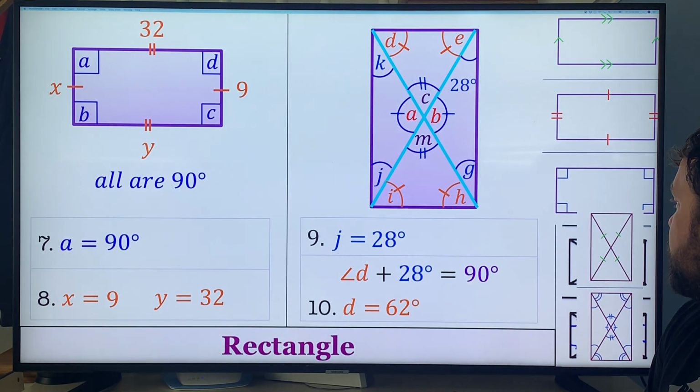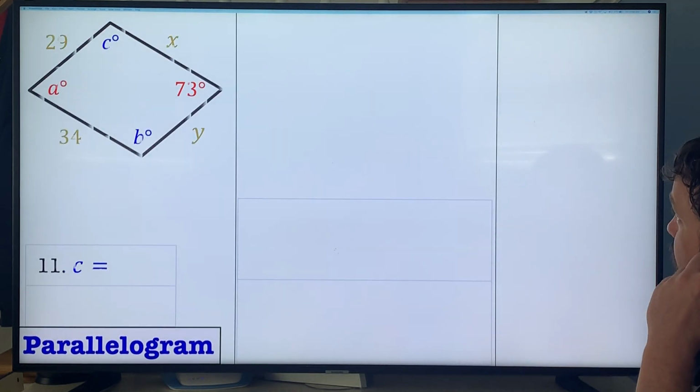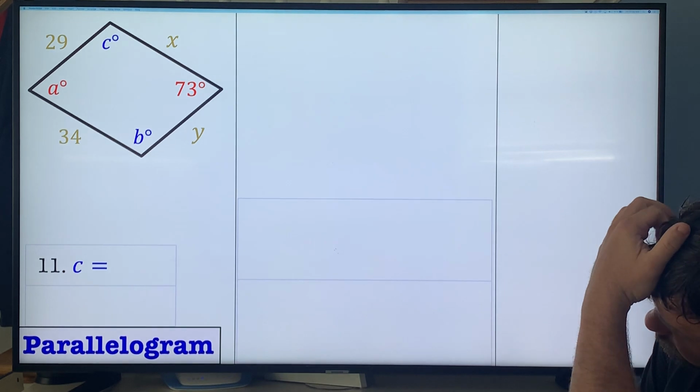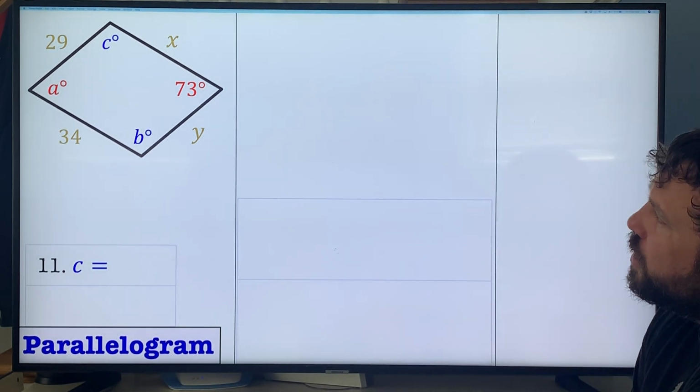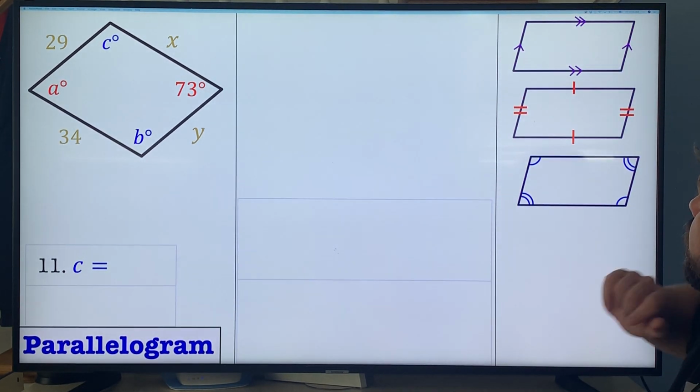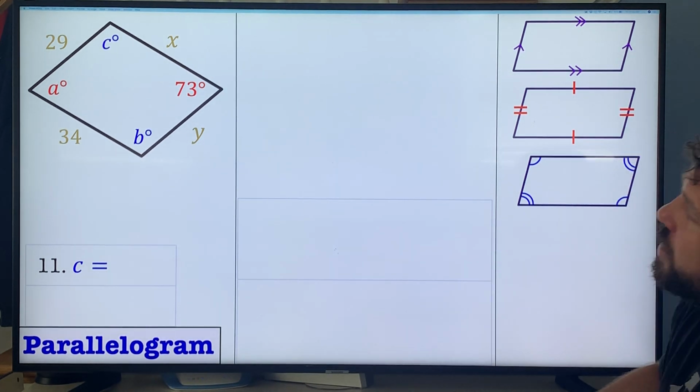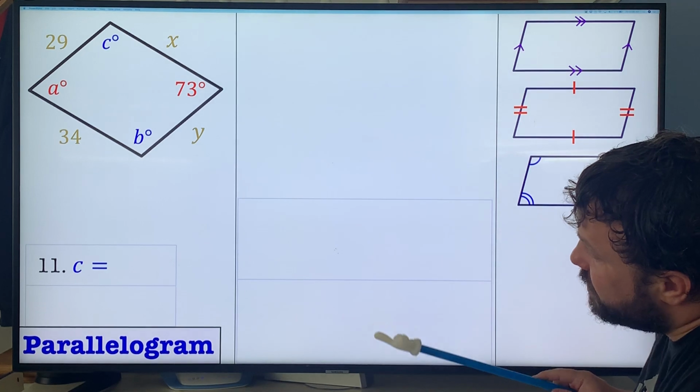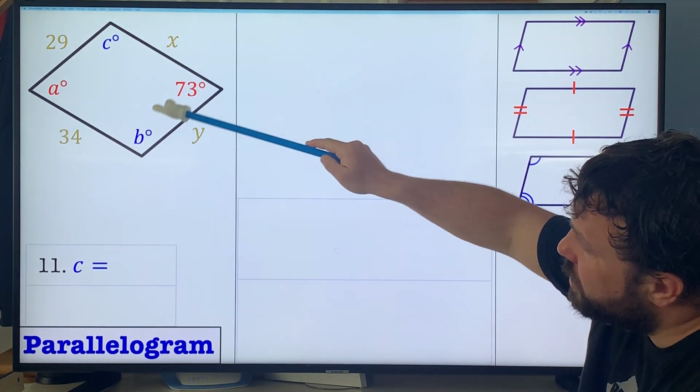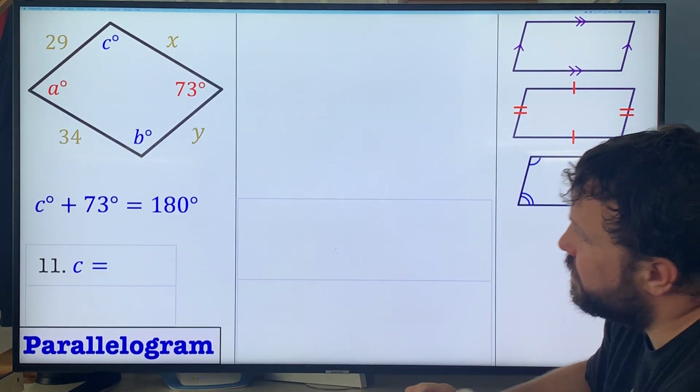All right, let's move to the next set of problems. Parallelograms. Here's your parallelogram. Three simple rules right here. We know that parallelogram opposite sides are equal. Opposite angles are equal. So C and B are equal. So that means, first of all, A is 73, right?